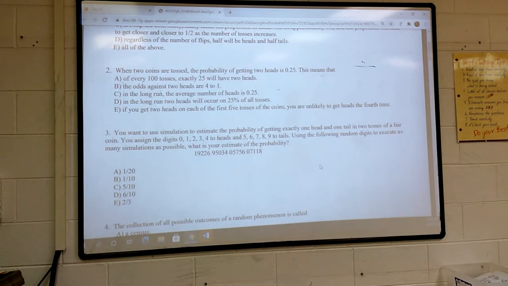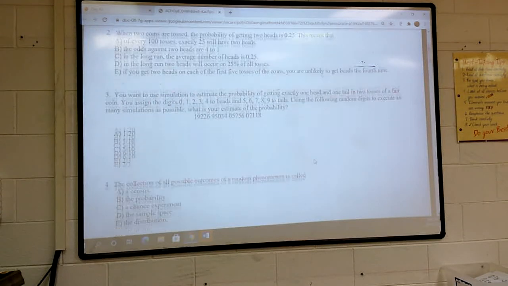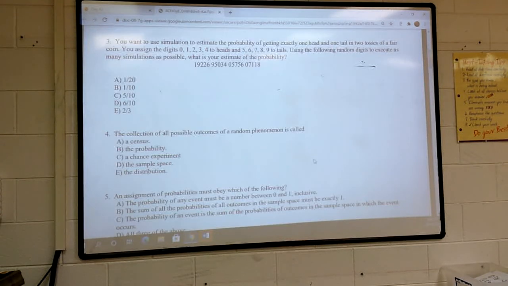But again, E says if you get 2 heads on each of the first 5 tosses of the coins, you're unlikely to get heads the next time. What that means is like you're due, which is not true because these are independent events. You can't say, oh, it landed on heads 3 times in a row, I'm due for it to land on tails. Eventually it will land on tails, but every time you do it is independent of the last time. So it does not make a difference what you got the last time.